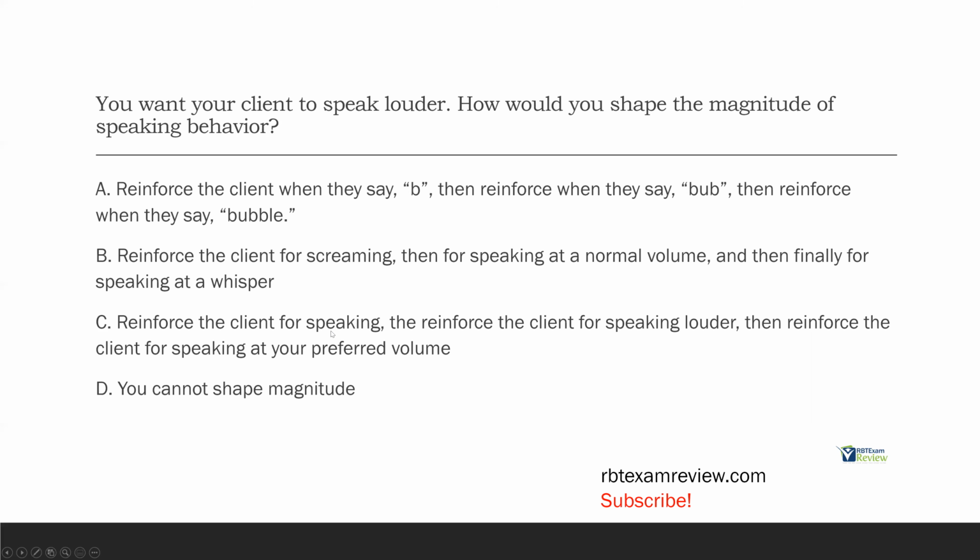C, reinforce the client for speaking, then reinforce the client for speaking louder, then reinforce the client for speaking at your preferred volume. There we go, right? We have our speaking, whatever it starts with. We get them louder, and then we finally get them to our preferred volume. So we're shaping the magnitude to get louder. So we're doing both. We're shaping and we're getting our goal. And then D, you cannot shape magnitude. Not true. You can easily shape magnitude just by doing what we're doing in C. Slowly reinforce until we get to our preferred destination.